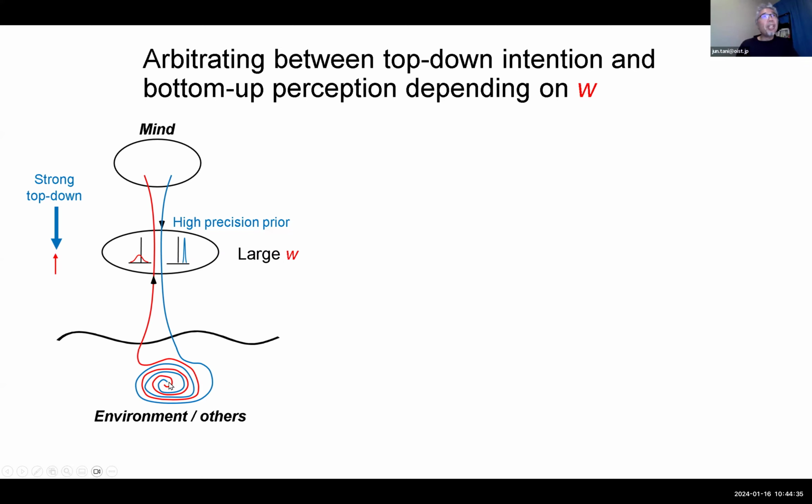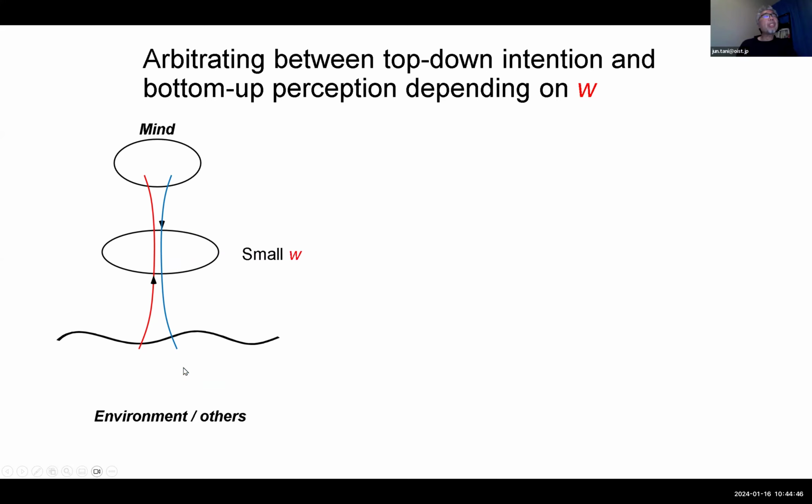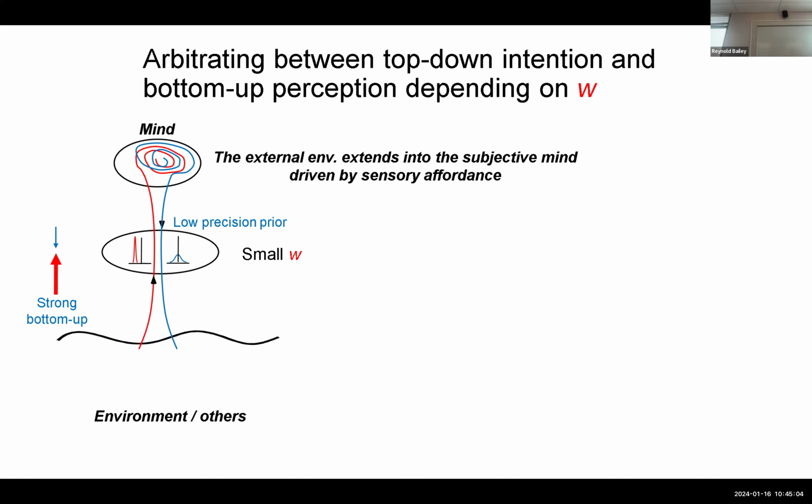So in this case, the subjective mind is extended into the external environment. On the other hand, when we set a smaller W, we're going to have a low precision prior. Therefore, we're going to have a stronger bottom-up, and it's going to change the mind rather than change the environment. So in this case, the external environment extends into the subjective mind, driven by sensory affordance.